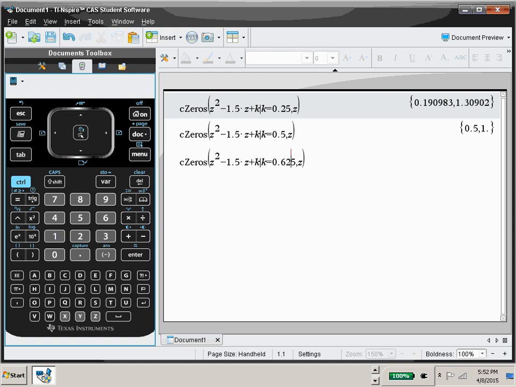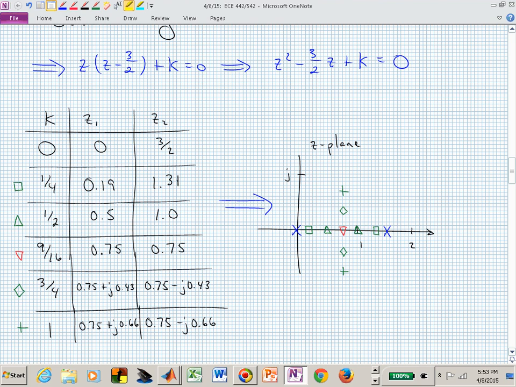9/16. What is this? Well, I'll just tell it 9/16. I told you it was late in the afternoon. So now what do I have? Now I have two poles right on top of each other at 0.75. That's what that's telling me. And if I go back to my notepad, that's now represented by that upside down red triangle in the chart and in the diagram.